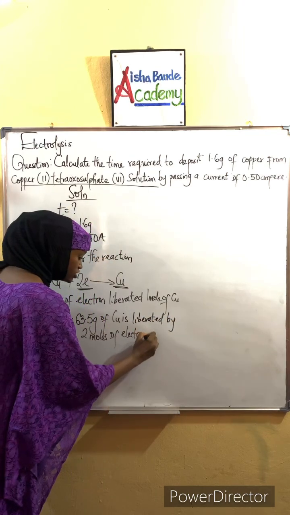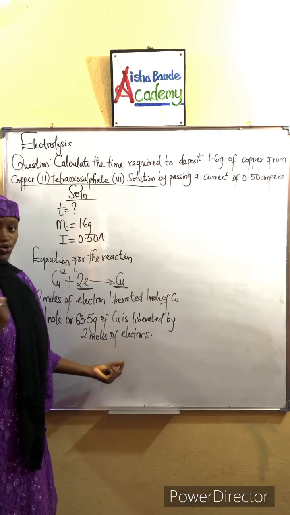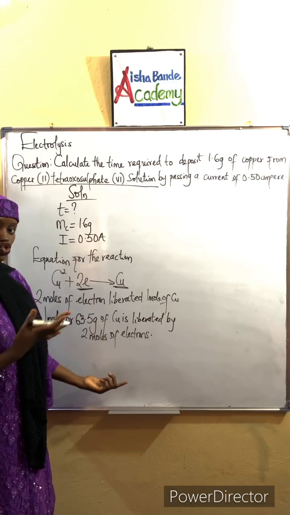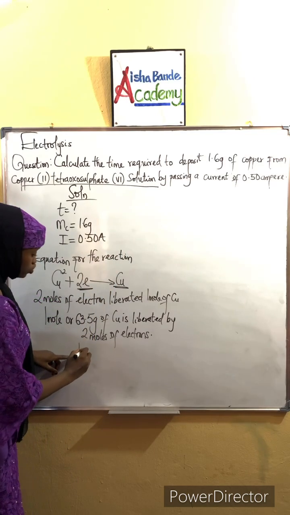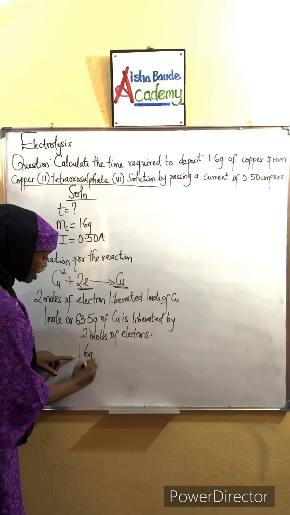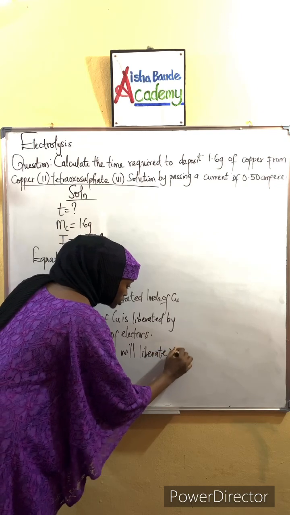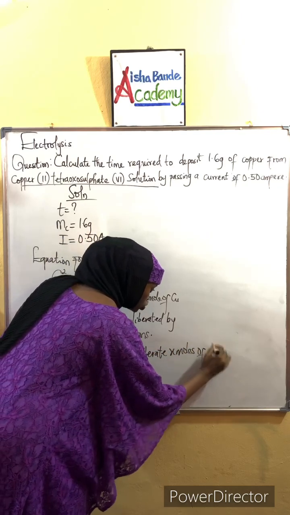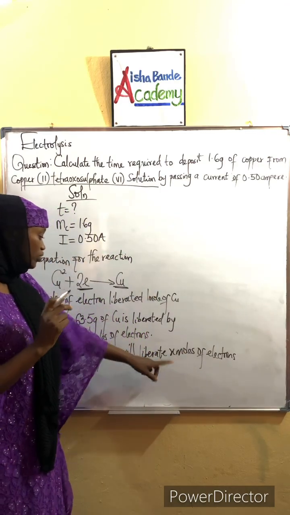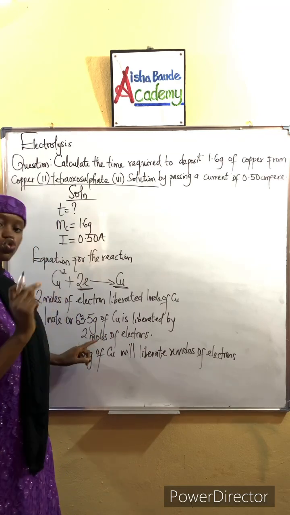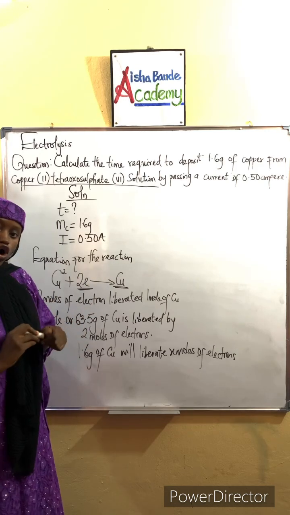In situations like this, when solving electrolysis, we are sometimes required to write out some statements for clarification when trying to solve the problem given. So as given from the question, we have to check: 1.6 grams of copper will be liberated by X moles of electrons. So what we're looking for in this case is how many electrons will liberate 1.6 grams, since 2 moles of electrons, we have seen, liberate 63.5 grams or 1 mole of copper.